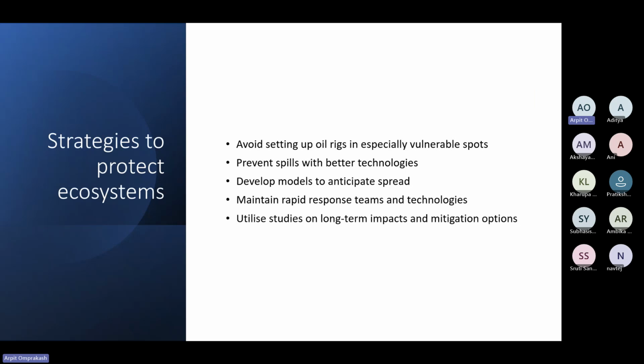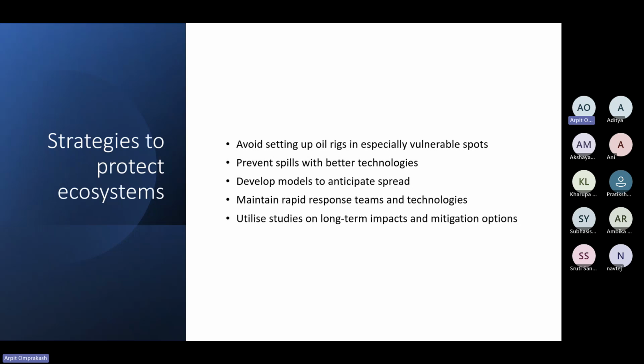So if we know that an oil spill is going to happen or has happened somewhere, how fast can we predict where it will go? That will help us design a zone where we can focus our efforts. Then maintain rapid response teams and technologies so that as soon as something is detected, you go and try to mitigate the impact.